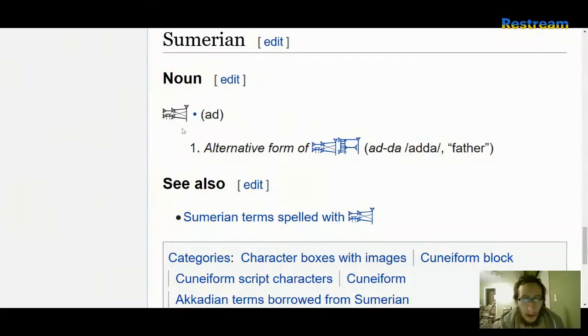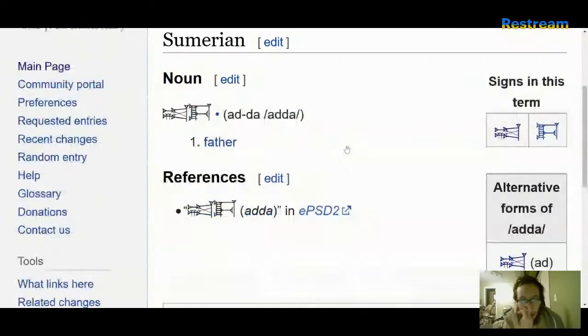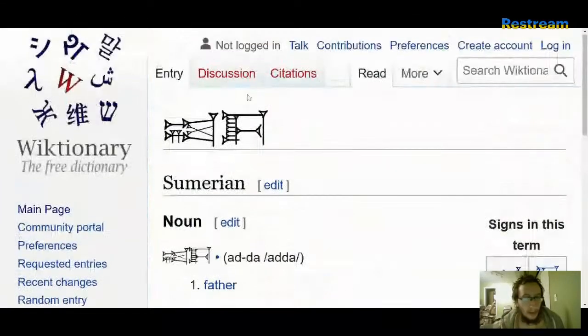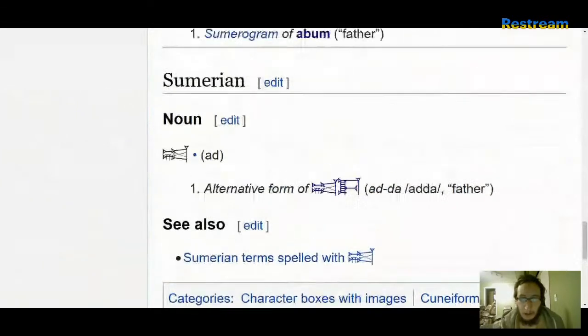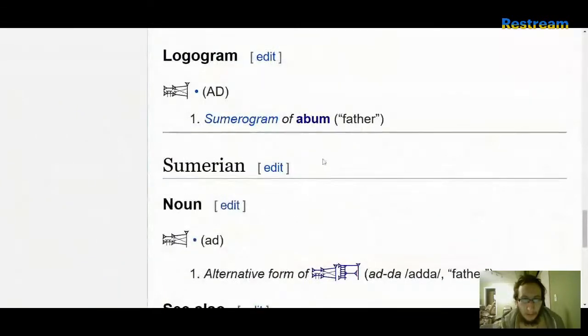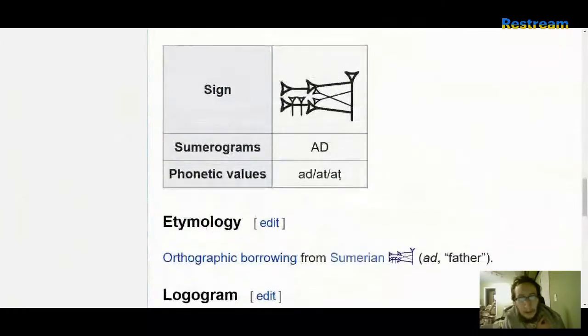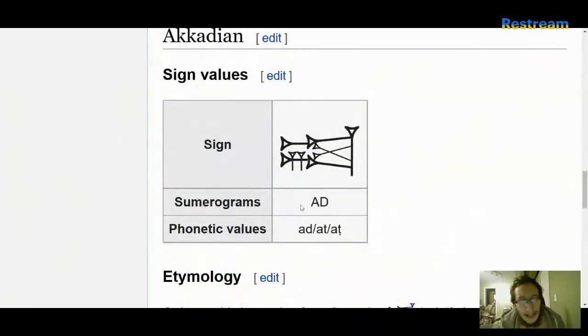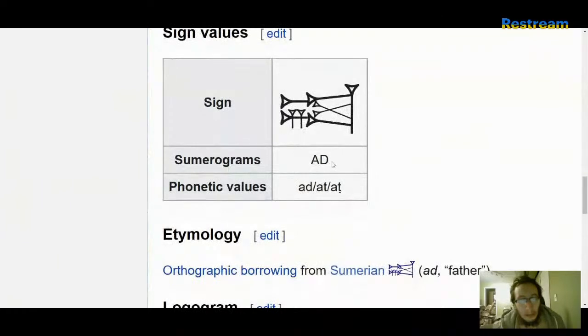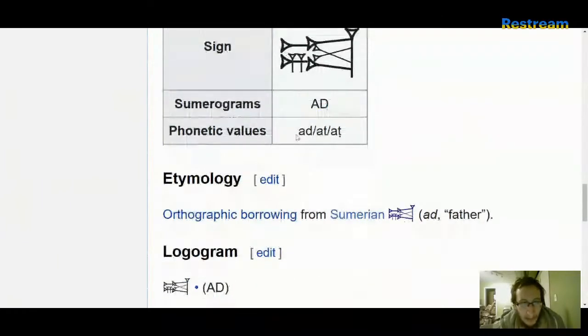So that's an alternate form of ada. The Sumerian word ada also means father. But so ad means father in Sumerian. So it has the meaning of father, but it has the phonetic value of ad.